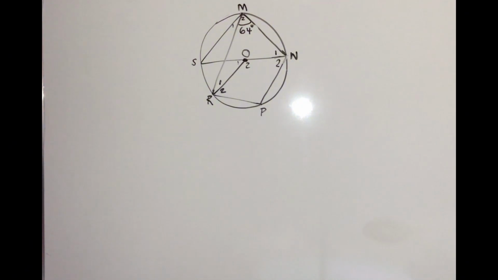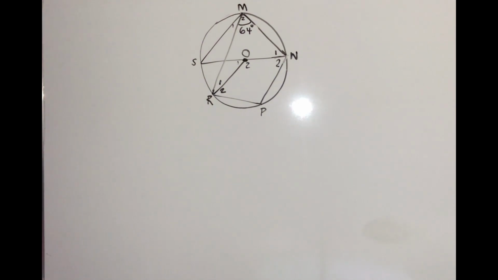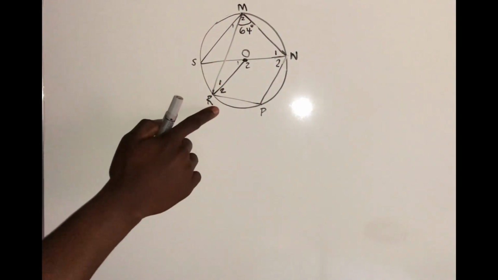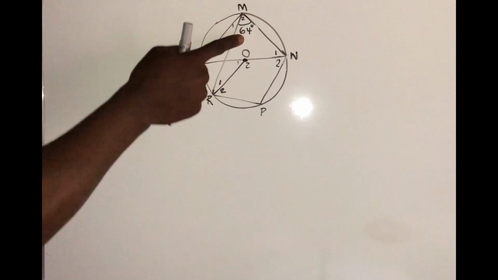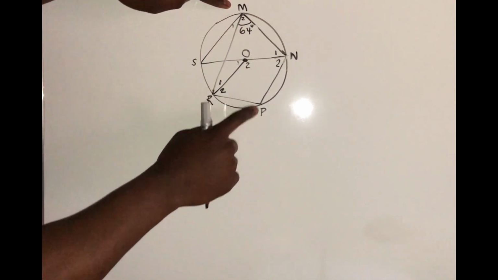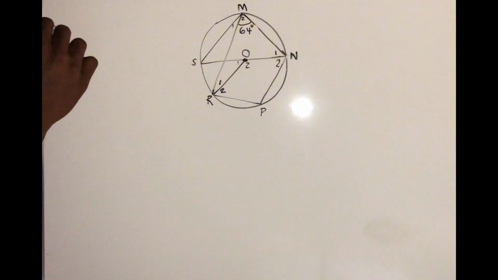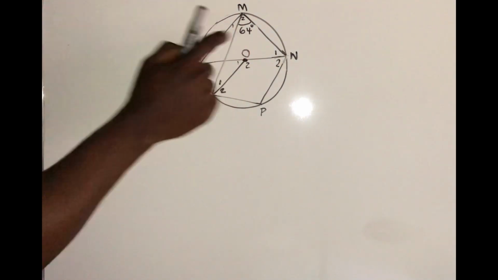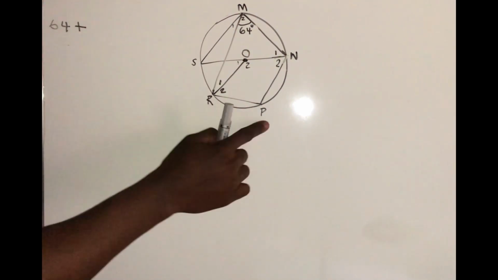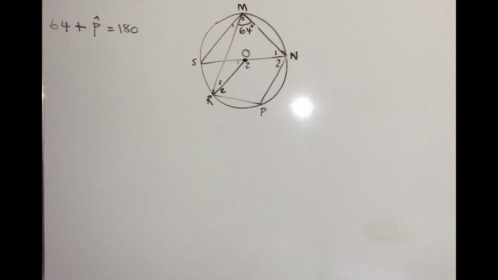They say angle P. We have to calculate the size of angle P. How do we go about finding the size of angle P? They've already told us that MNRP is a cyclic quadrilateral. So angle M and angle P are opposite interior angles of a cyclic quad, and they have to add up to 180. So now angle M2, which is 64, plus angle P equals 180. What's your reason?